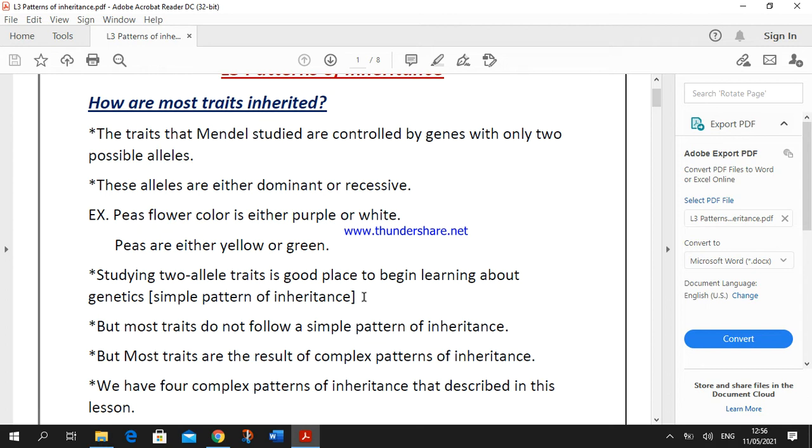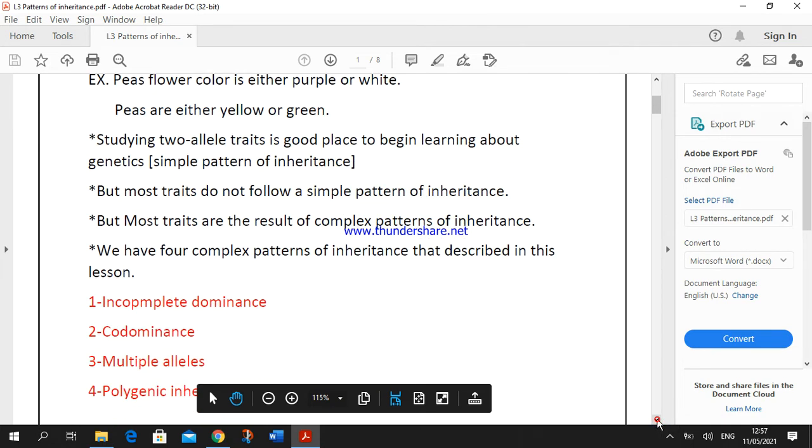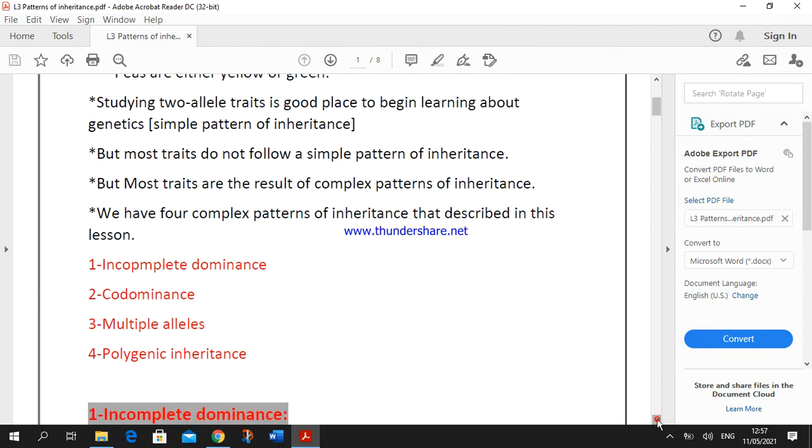But most traits don't follow a simple pattern of inheritance. Most traits are the result of complex patterns of inheritance, and in this lesson we explain four complex patterns of inheritance, known as non-Mendelian traits. We explain incomplete dominance, codominance, multiple alleles, and polygenic inheritance.